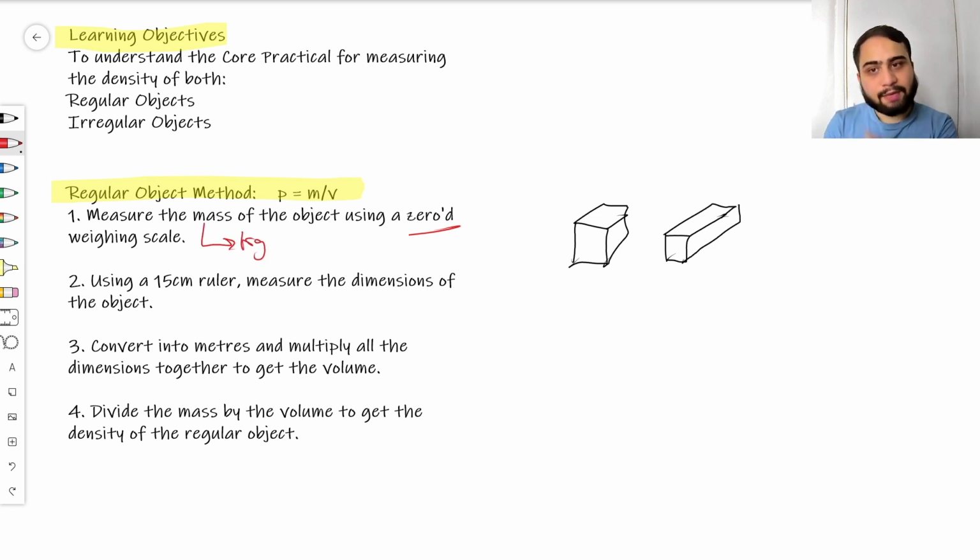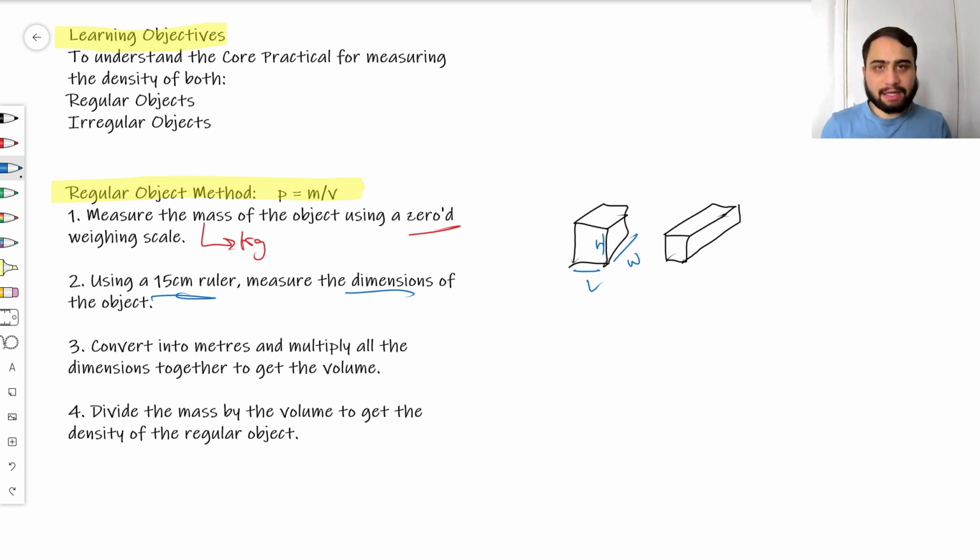Because I have my equation here for density: rho is equal to m over v, m being the mass, v being volume. So we have our mass straight away. That was easy. Now we want to find out the volume. So what do we do? We use a 15 centimeter ruler and measure the dimensions of the object. So we're talking about length, width, and height. Okay, yeah, so LWH, right? So we're measuring all of these dimensions using a 15 centimeter ruler.